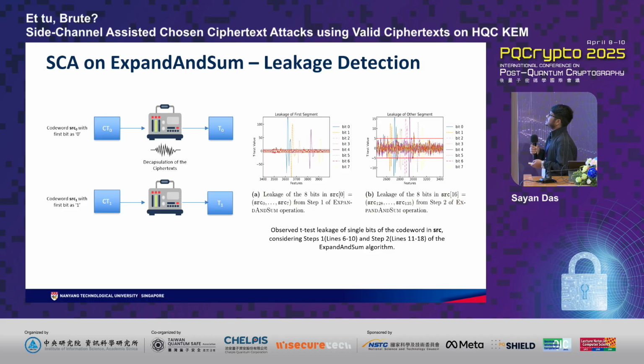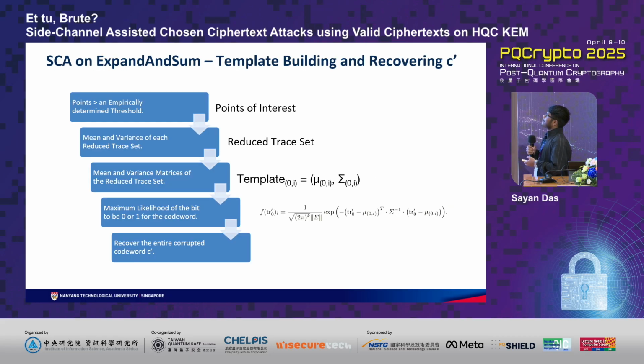So what we do for detecting the leakage is we use code words and fix the first bit as 0 and first bit as 1 in 2 sets using 10,000 separate code words. And we perform decapsulation of the ciphertexts. And as the TVLA analysis shows here, there is significant leakage for several of the bits. So these are the leakages that have been exploited in our attack. So we build a template for recovering the corrupted code words.